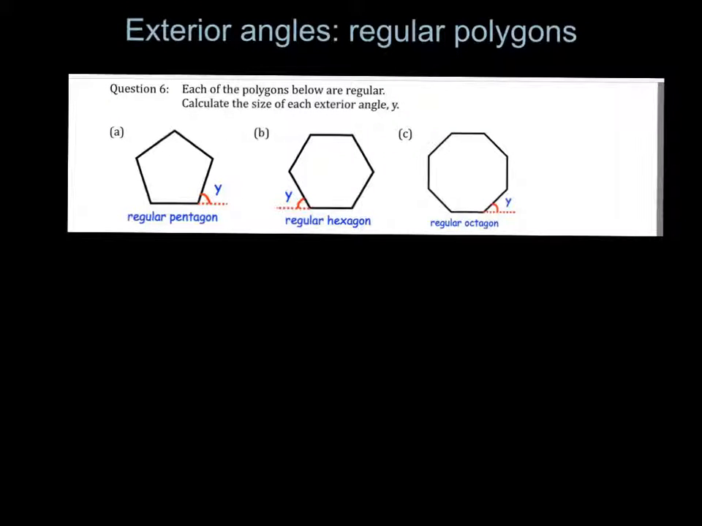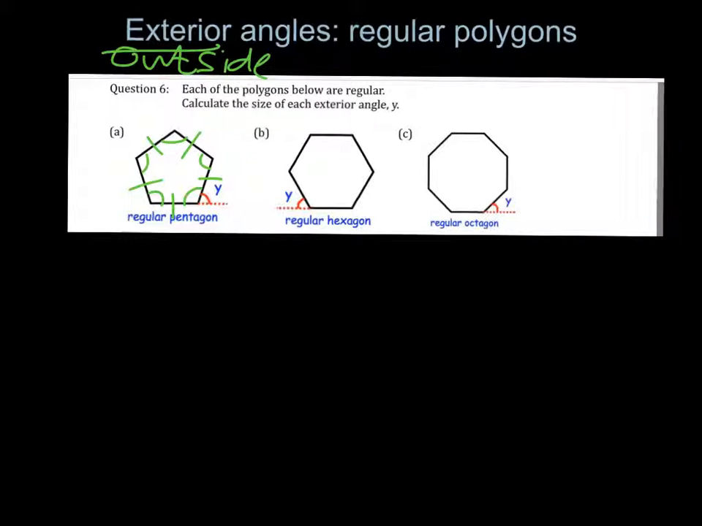Okay, so exterior angles for regular polygons. Bit of language you need to clear up firstly. So exterior are outside angles, and regular polygons are polygons which have all the lengths the same, so all of these lengths are the same and all angles the same inside.